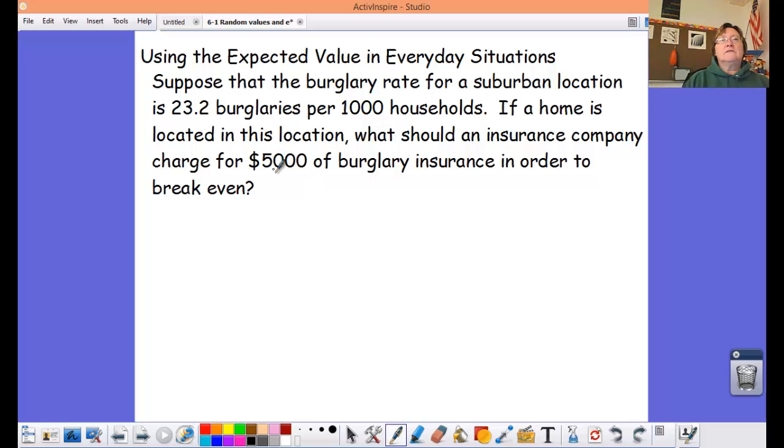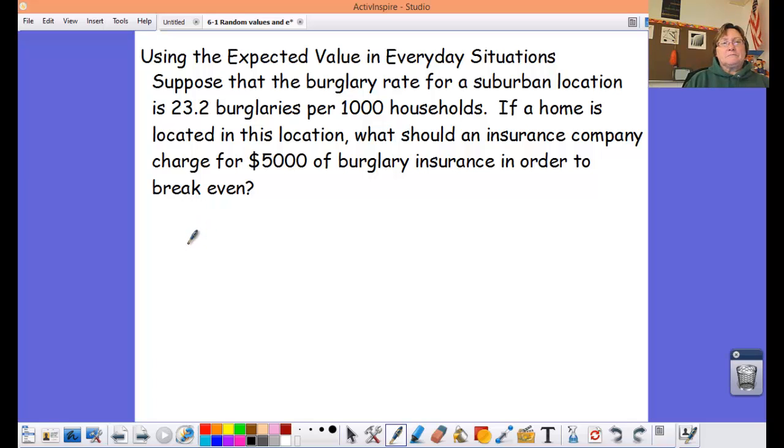Take a look at this little situation. Suppose it says that the burglary rate for a suburban location is 23.2 burglaries per 1,000 households. If we've got a house located here, what should an insurance company charge for $5,000 worth of burglary insurance in order to break even? Well, a break-even price is where the amount that they charge for the policy is the same as the amount that they expect to pay out on it. So I think we could find that.